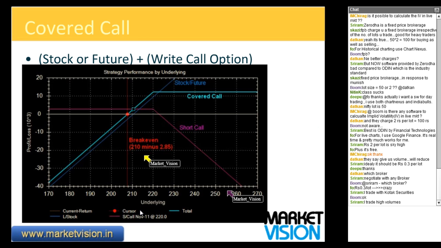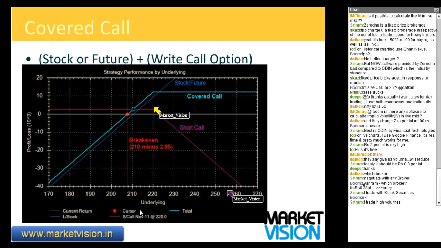Last two strategies, covered calls and straddle. So covered call is simply, like we did buy a put plus a stock, we have a stock plus selling a call. What you would do is you would have a stock or future in your portfolio. You would write a call option alongside. This is again DLF, writing a 210 call for 2 rupees 85 paisa. So your portfolio, which is the light blue line, would break even at 210 minus 2.85, which is about 207 rupees 15 paisa.